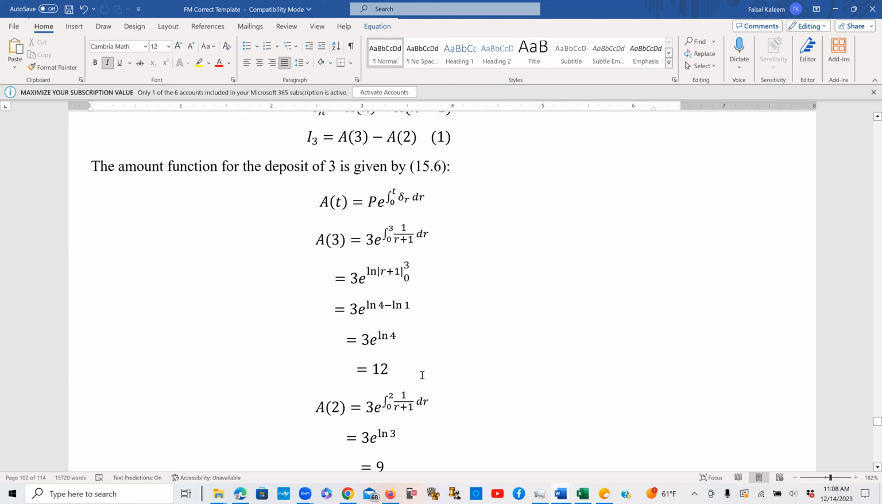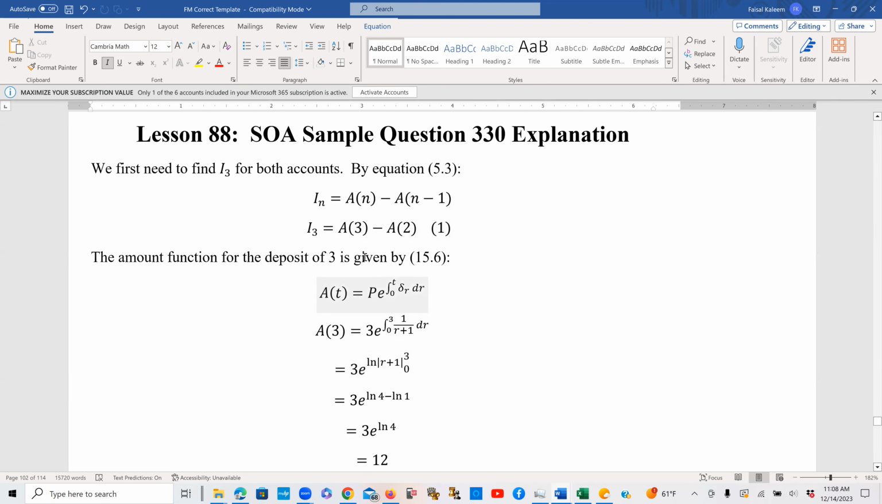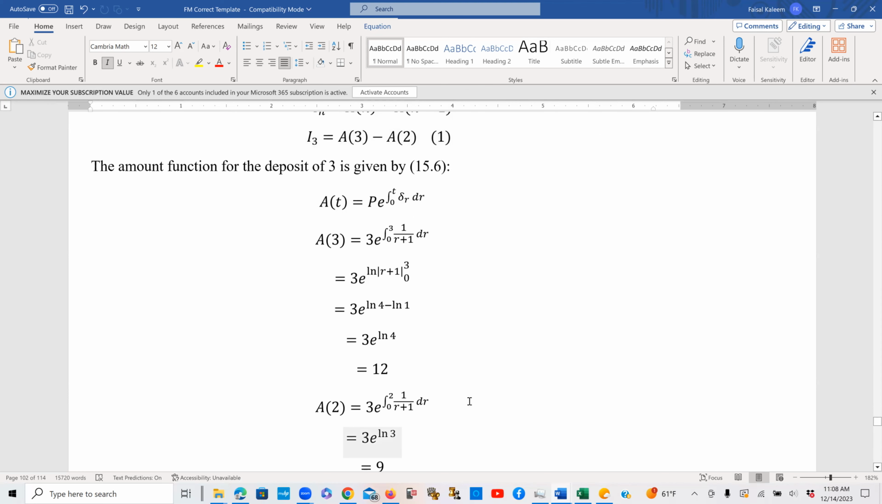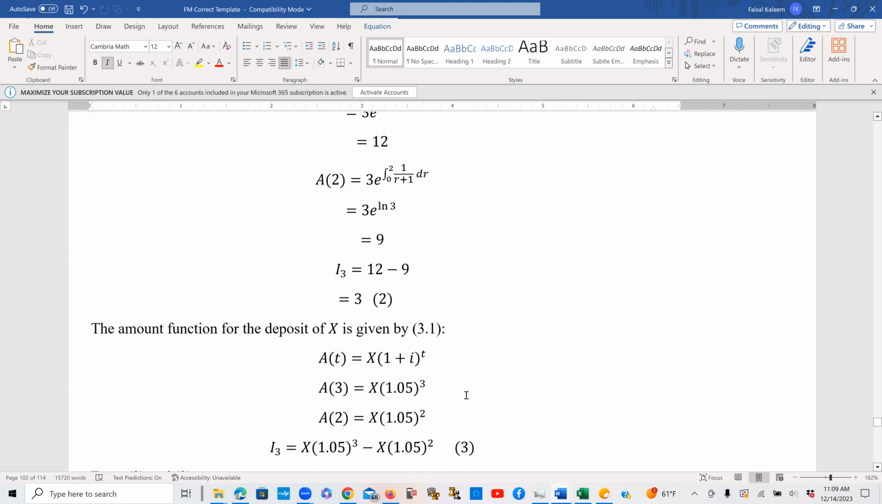And now the amount at time 2 will be 0 to 2, because remember, we need I3, which is A3 minus A2. So that's why we first calculate A3 and then we need to calculate A2. So A2 will be the same thing, now integral 0 to 2 instead of 0 to 3. So we repeat all this. So we end up with 9. And therefore I3 will be A3 minus A2. 12 minus 9 equals 3.